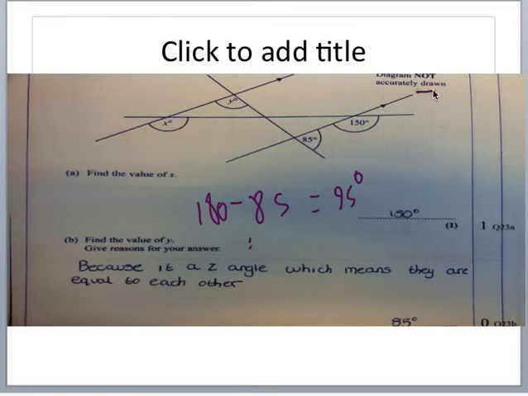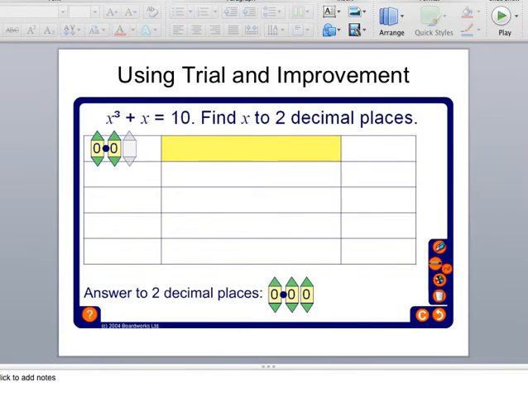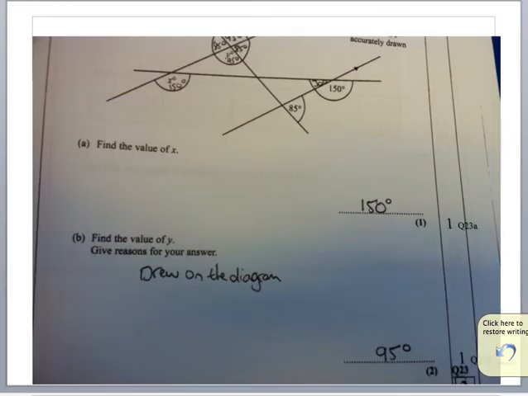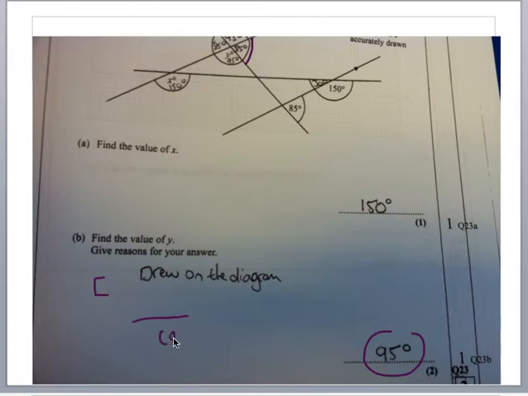Again, it's important to note that the diagram is not drawn accurately. In this final question, well, the same question actually, we've got the correct mark there for the correct angle at the bottom, but again there's no written reason. We should say that we have a corresponding angle here of 85, and then we need to say that angles on a straight line equal 180.